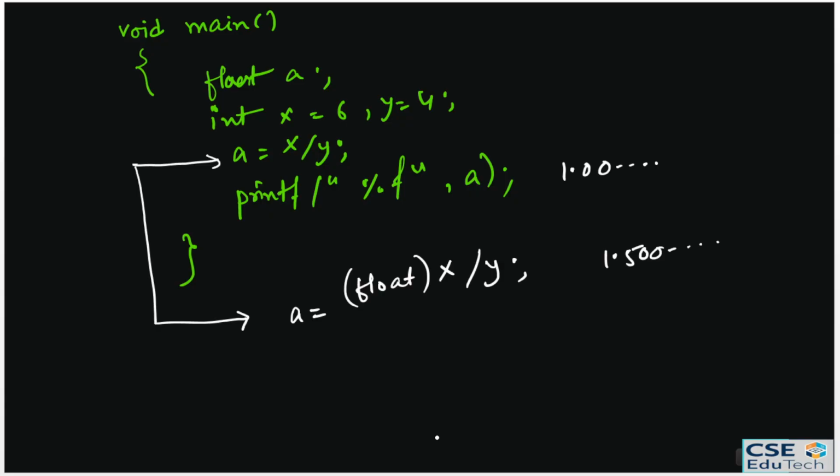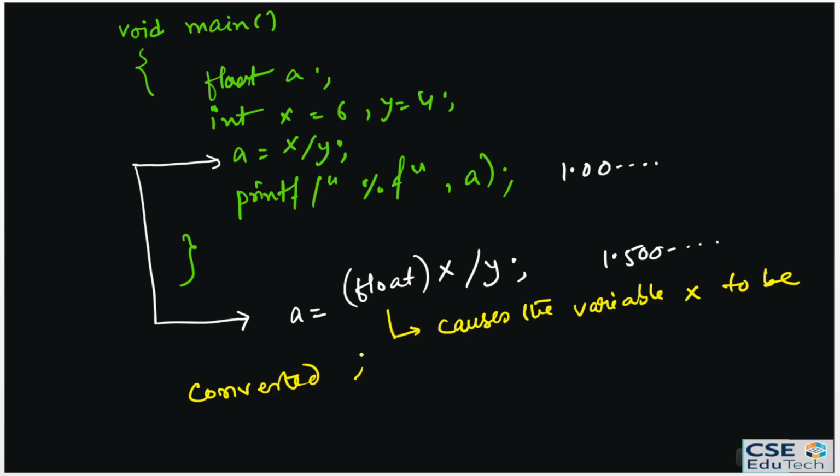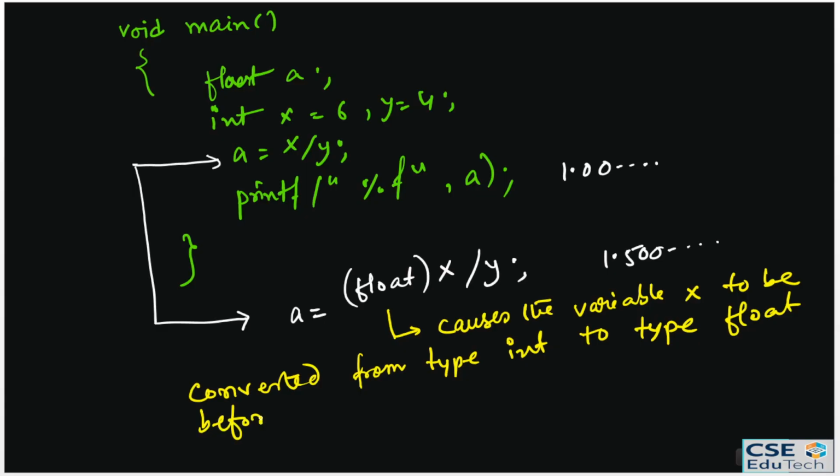Now, what is the meaning of this? This statement, float of x, causes the variable x to be converted from type integer, because initially x was integer, to type float before it is used in the division operation. So before performing this division operation, x is first converted to float.